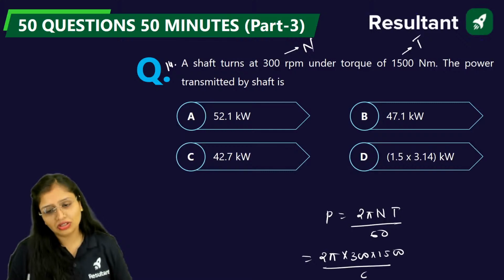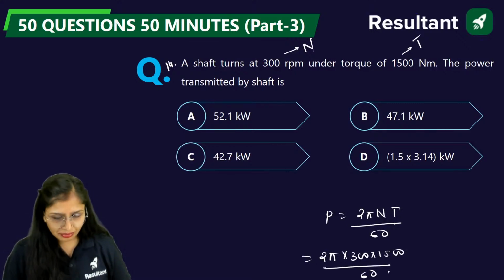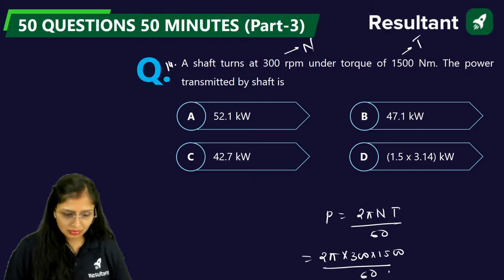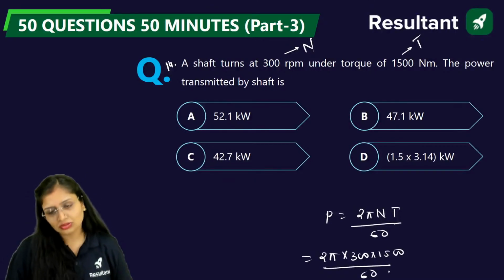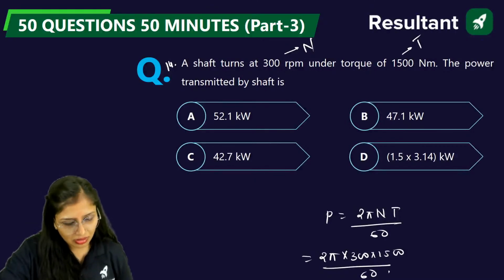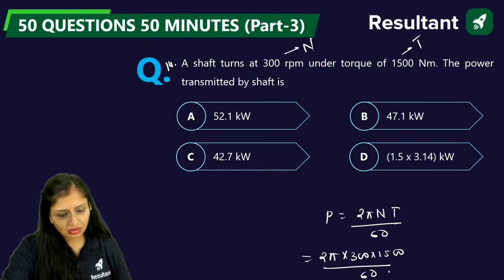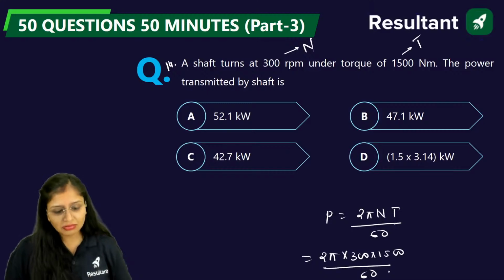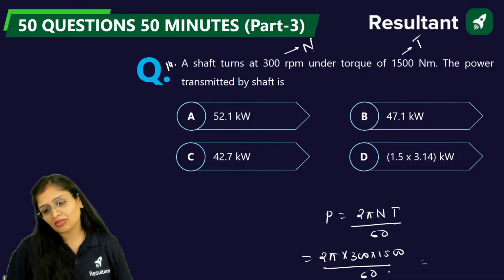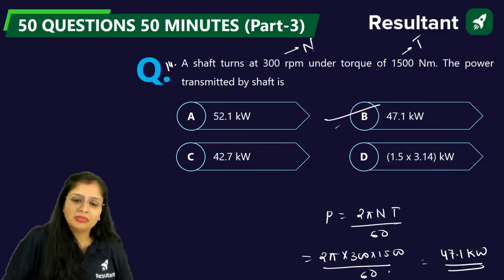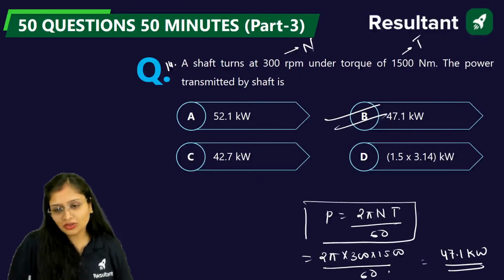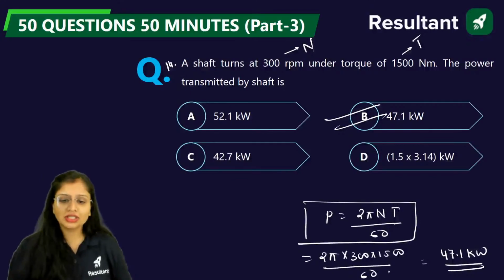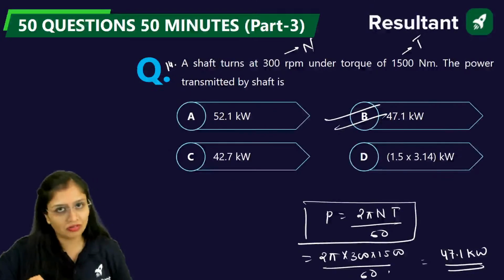You'll get the answer in kilowatt. How much will it come? Come on guys, solve it. Just remember this formula. Number of revolutions per minute is given to you. Torque is given to you. How can you calculate the power?